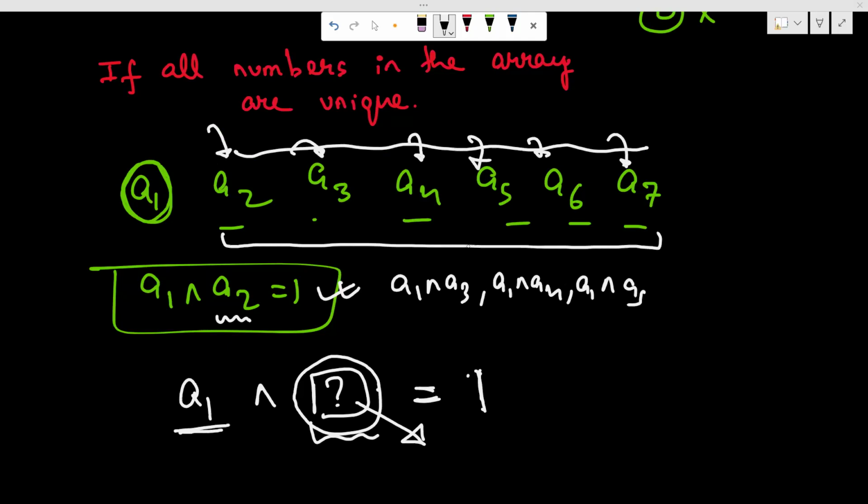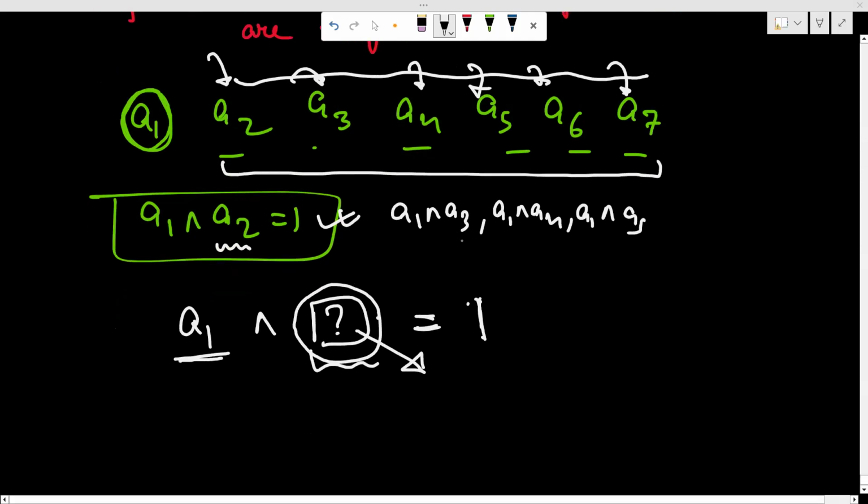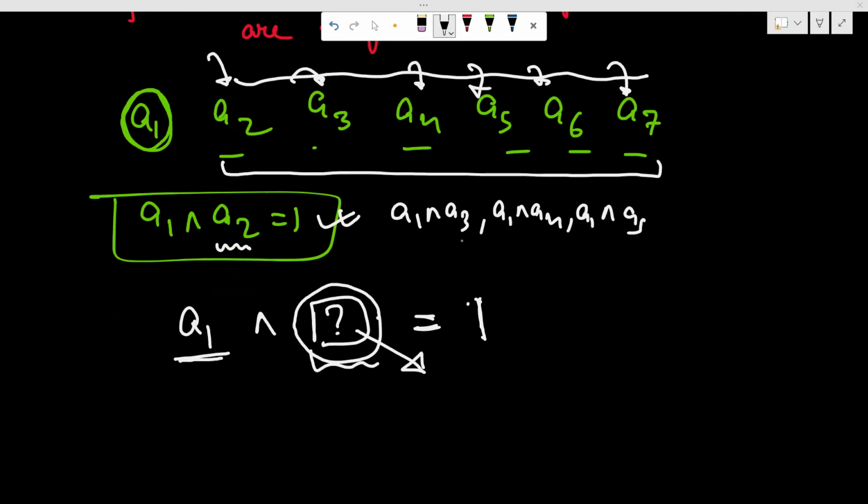So if 1 is not possible, then what's the minimum value possible? 0 is not possible, 1 is not possible. Then tell me, what's the minimum value possible? Do all of you agree that the minimum value possible is 2?